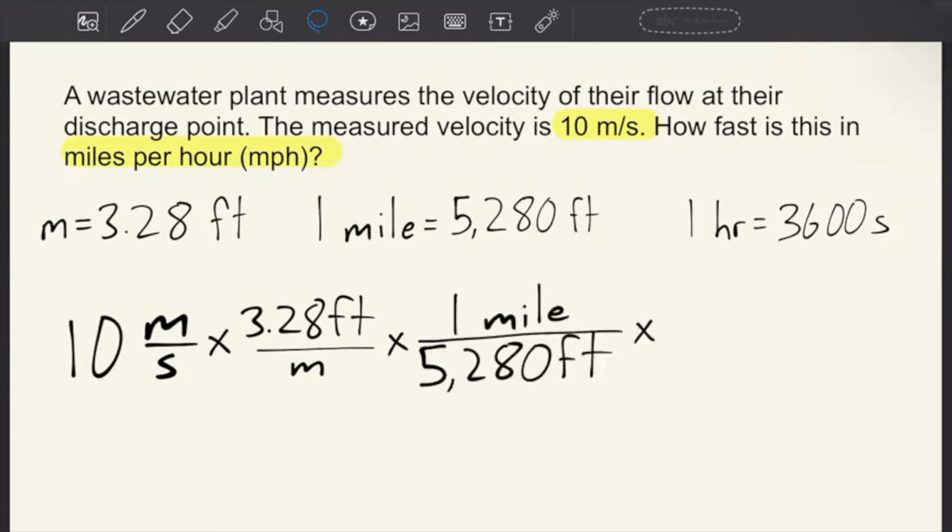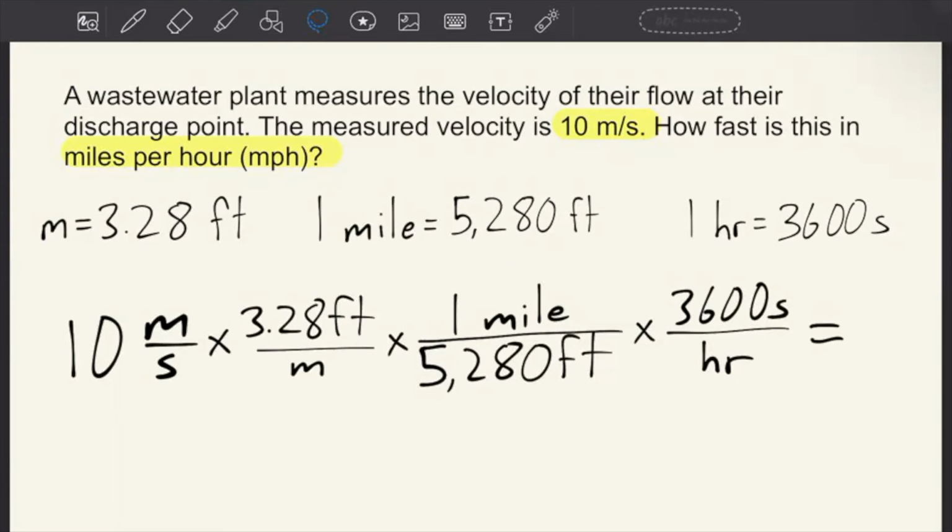Next, we are going to add our miles to feet conversion. Again, because feet is the numerator in the second term, it will be the denominator in the third term. Then we add our time conversion factor. It will have 3,600 seconds per hour, and seconds will be the numerator in the fourth term to cancel out the denominator in the first term.